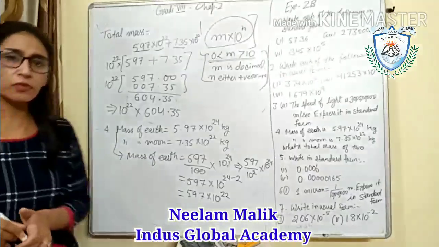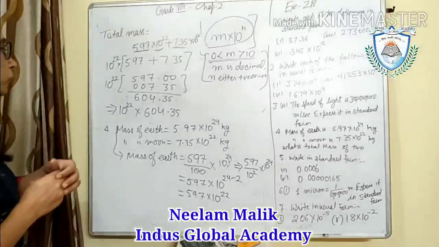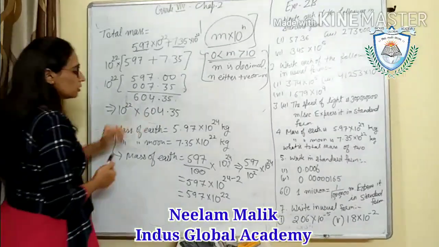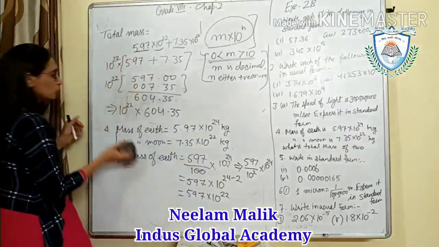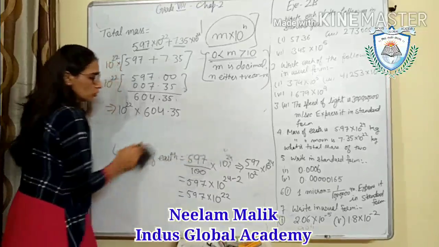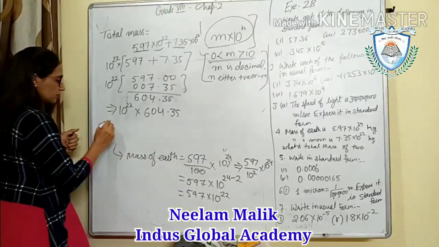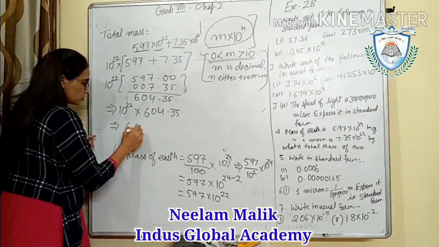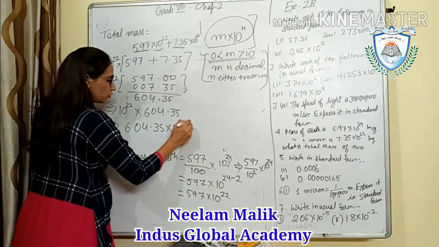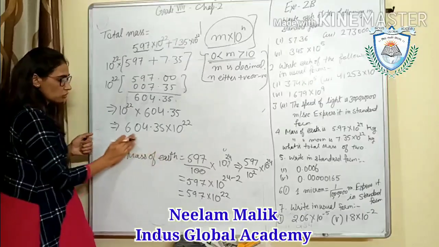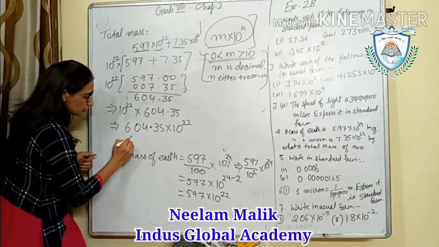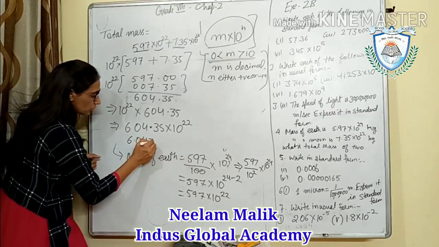Is it in standard form? No, because the value of m is greater than 10. So this is not in standard form. What will we do now? We will convert this into standard form. First write this as 604.35 into 10 raised to power 22. I will bring this decimal point here, 10.0435.